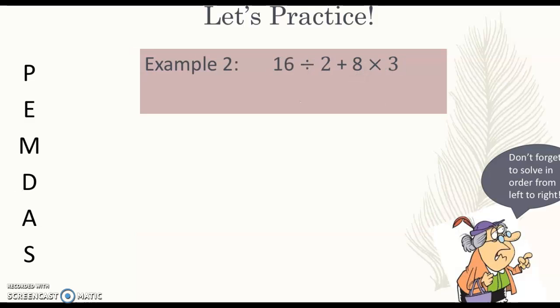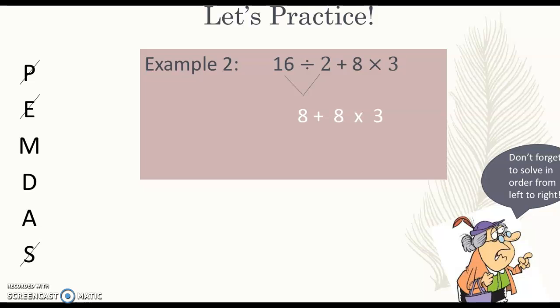Alright, so example 2. We have the expression 16 divided by 2 plus 8 times 3. So first, we will see which rules we are using. And we can see there's no parentheses and no exponents, so we cross those two out in the PEMDAS, and no subtraction. And then we underline what we do first. So we have to look going left to right, and division comes first. So we underline 16 divided by 2.